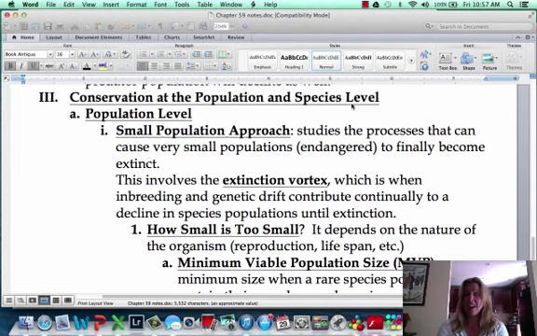So let's talk conservation. There's a couple of different ways that it can happen. It can happen at the population level and the species level. At the population level, there's something you can do called the small population approach. And what this is doing is studying what processes are going to cause these tiny fragmented populations to finally become extinct. So this is going to involve something called the extinction vortex.